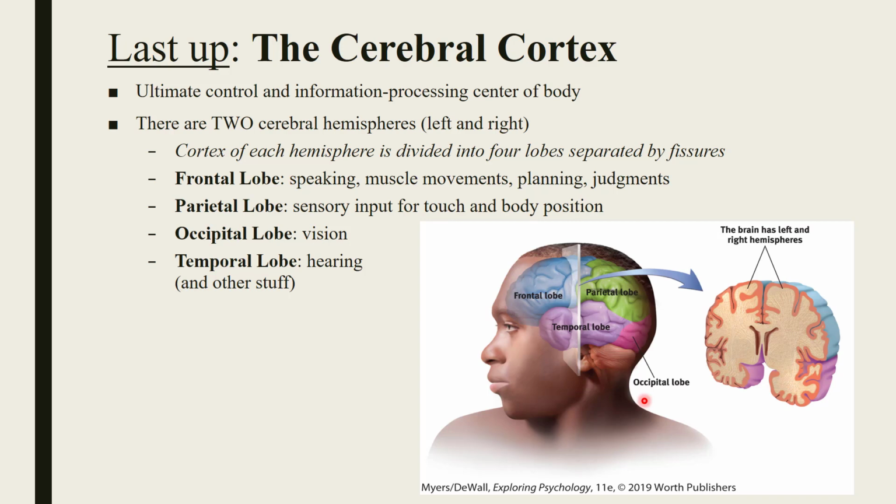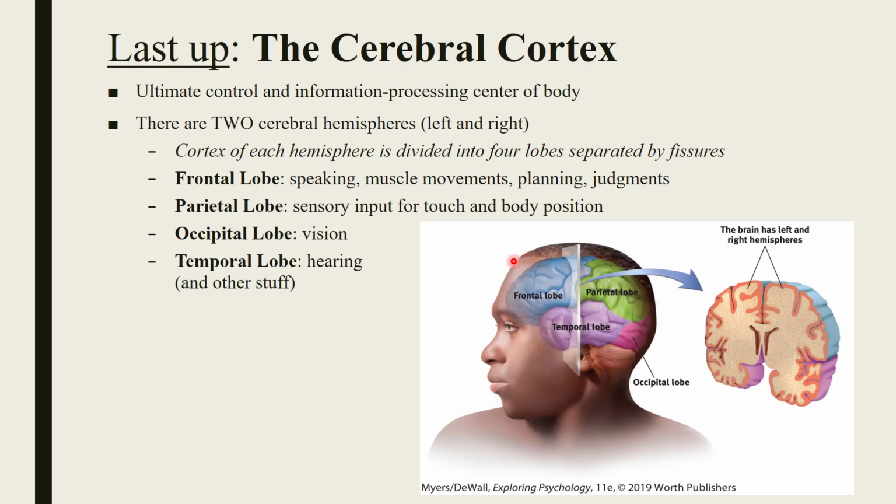It's divided into two hemispheres. There's a big ridge that runs right down the middle of your head, and it divides it into two different hemispheres. Each hemisphere can communicate with the other through a series of connecting fibers called the corpus callosum. But each individual hemisphere is also divided into 4 different lobes, and those lobes are responsible for very specific things.